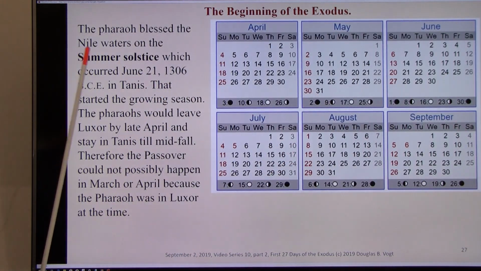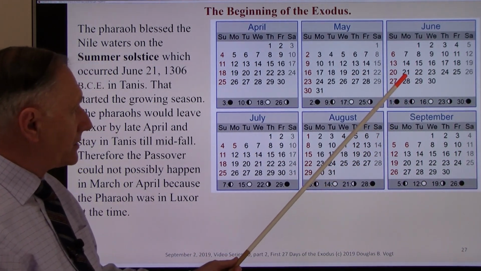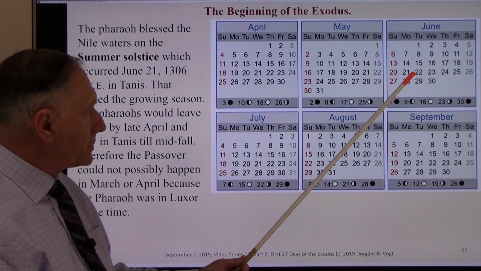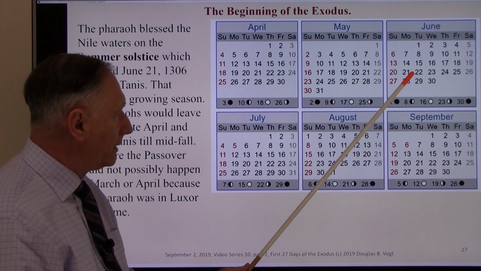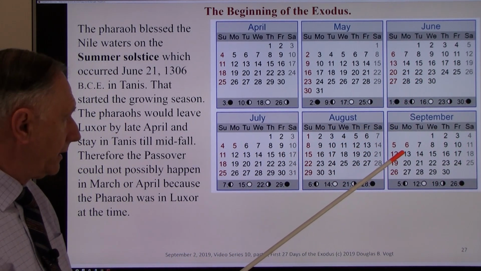Now, this is the summer solstice, what I was talking about earlier. Here's the date of the summer solstice. This is when the Pharaoh would have blessed the waters of the Nile. So all these plagues happen between this area here to here.